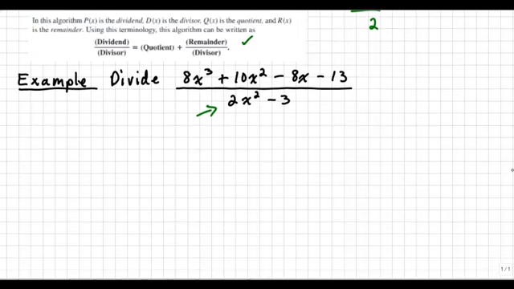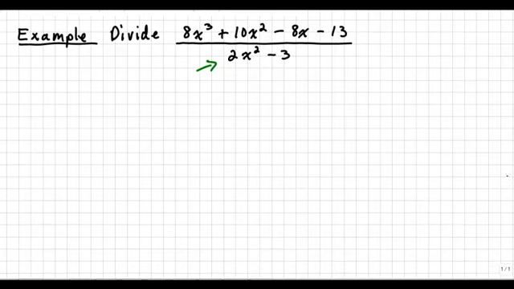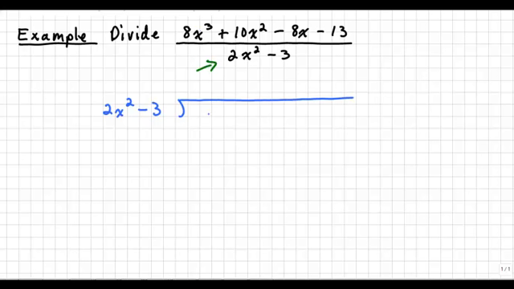So let's do out the division now. So we're going to write the divisor out here. So it's going to be 2x squared minus 3. And we're going to divide that into 8x cubed plus 10x squared minus 8x minus 13.